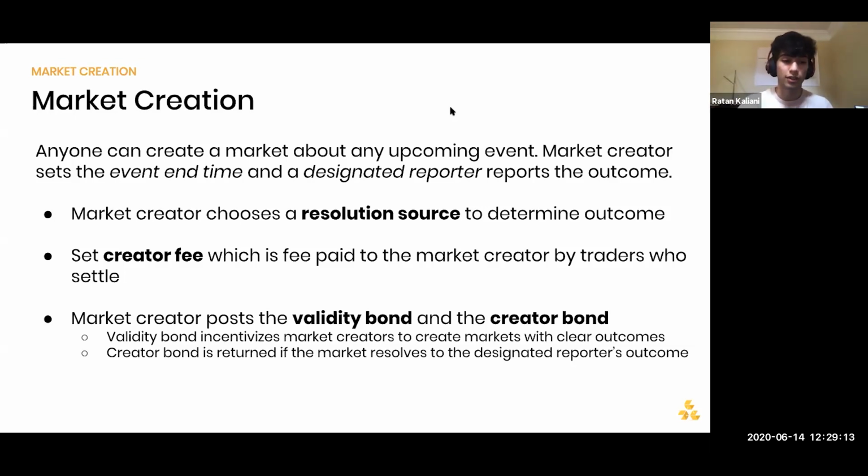So the validity bond and the creator bond essentially are incentivizing a simplification and streamlining of the prediction market process, but there are checks and balances in place to ensure that if these fail-safes do fail, there are ways to mitigate the impact on the platform and on the protocol.